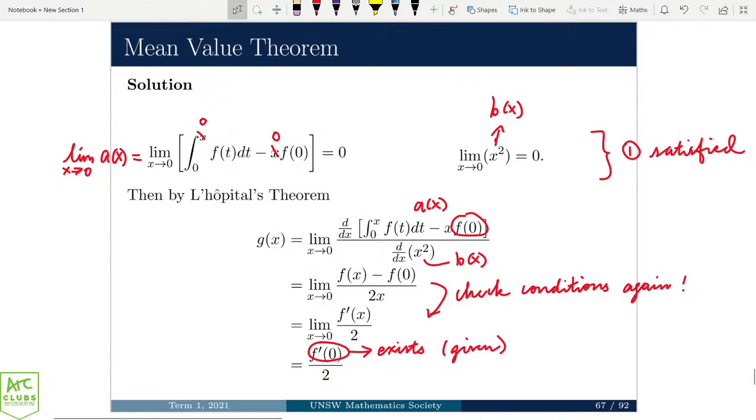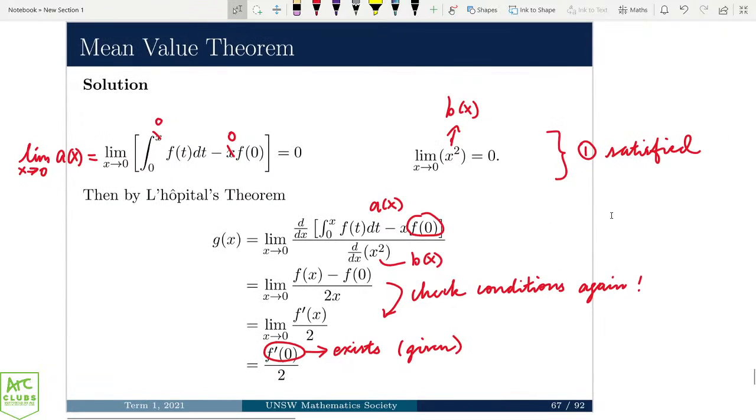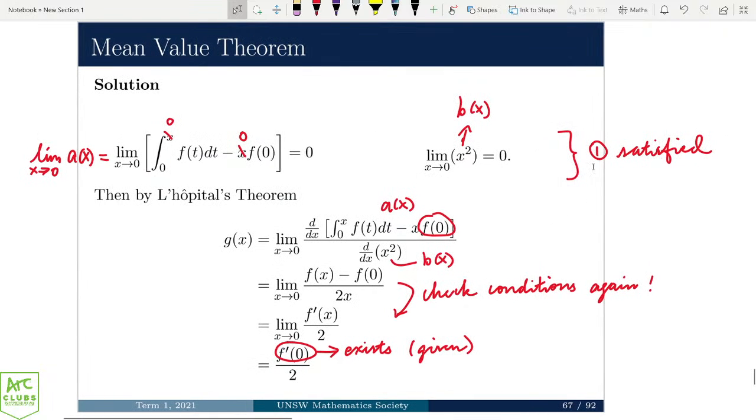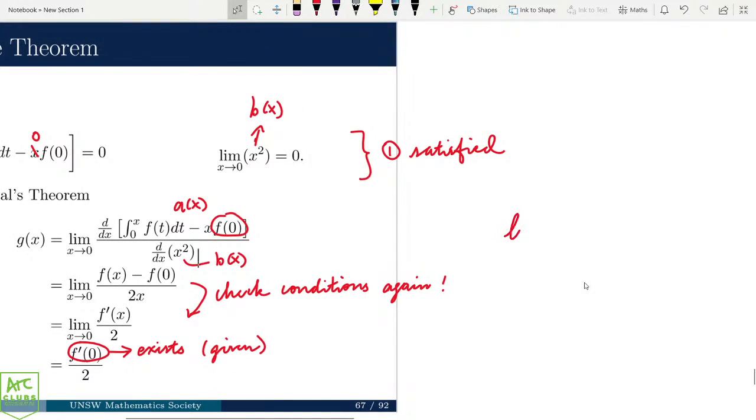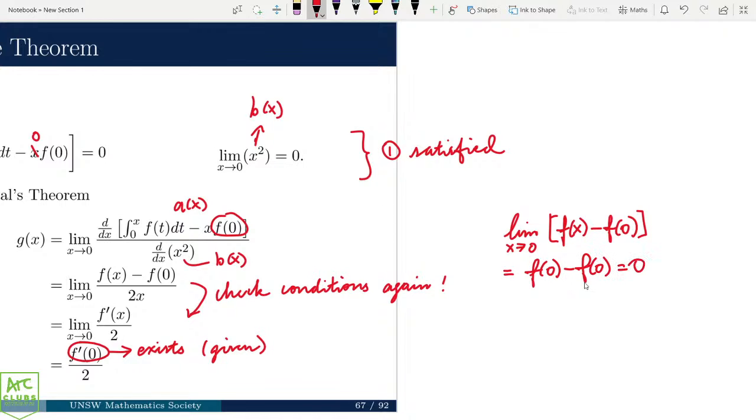So what we actually need to do is to reapply L'Hopital's theorem. But before we can do that, we have to check again whether our conditions, in particular our first condition, are satisfied. To check that, we say that the limit as x approaches 0 of f(x) minus f(0), which is 0 minus f(0), is just 0. And for our denominator, as x approaches 0, it's quite obviously going to approach 0 as well.